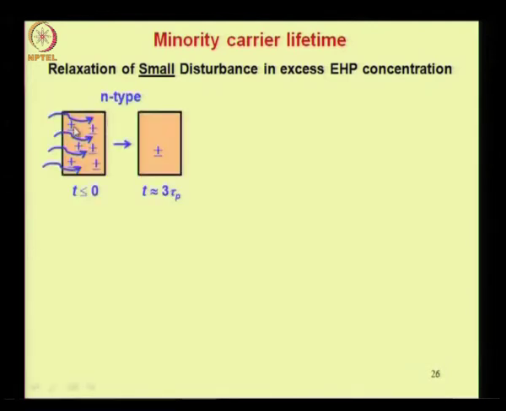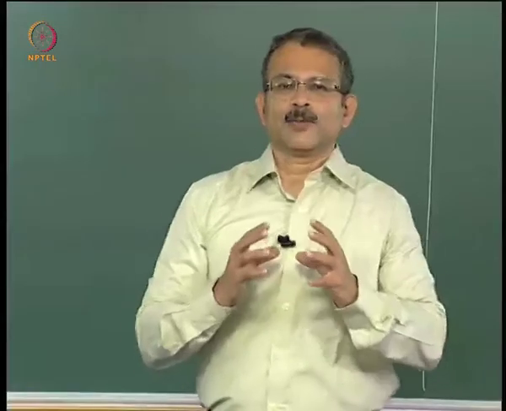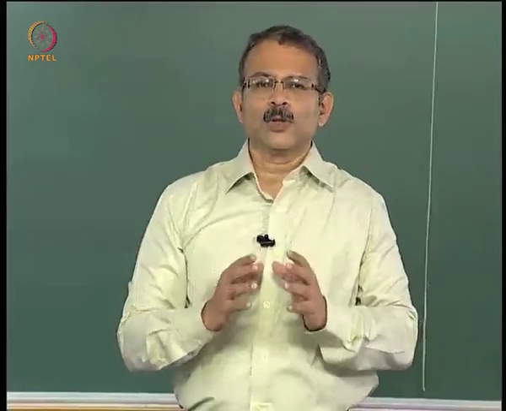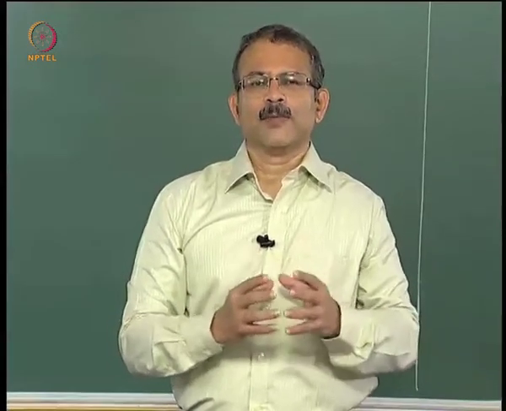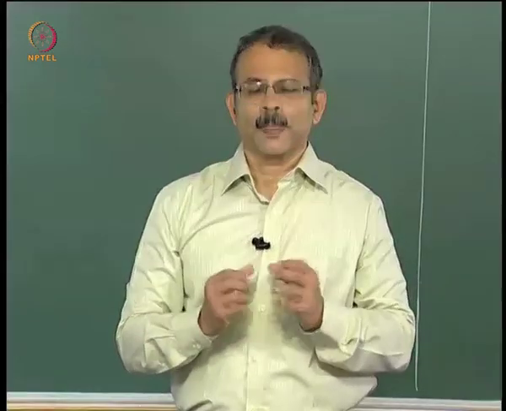Suppose you have a semiconductor sample that is thin enough so that you are able to generate excess electron hole pairs uniformly throughout the device volume. Let us say this is a situation for t less than or equal to 0. So you have created excess electron hole pairs within the device volume, and at t equal to 0 you are switching off the source, that is the light which is creating electron hole pairs.